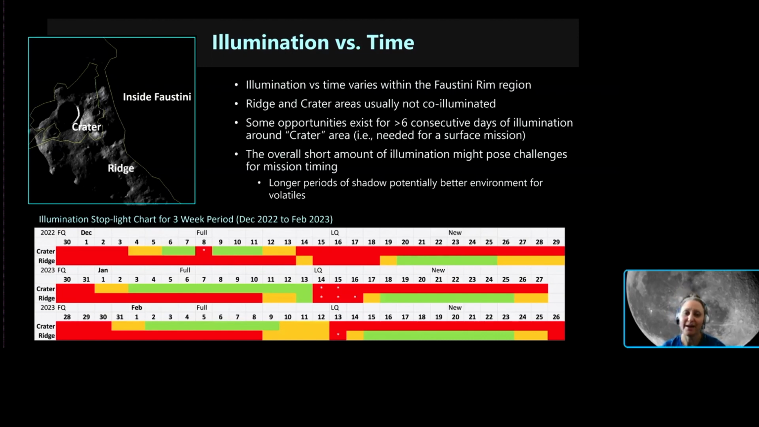And so, looking at this, you can see that the green or favorable illumination doesn't occur at the same time for the ridge and the crater. And there's also, you can see that they are relatively short durations of illumination, in only a few cases more than 6 days.